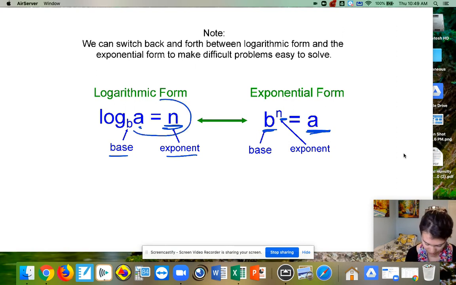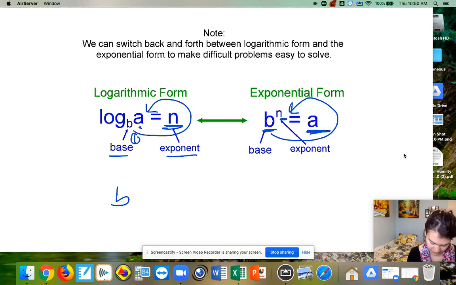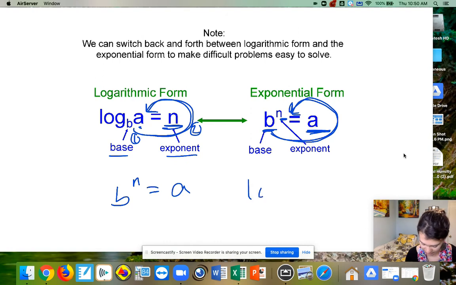But if you make a loop, you want to start at your base always, and then end at your exponent, or end around the equal sign. So start at your base, go around the equal sign, end at whatever's left. So then if we were going to write this as an exponential, we start with the base, then we're looping around, so now we hit the n, and then we end at the a. So start at the base, go around the equal sign.